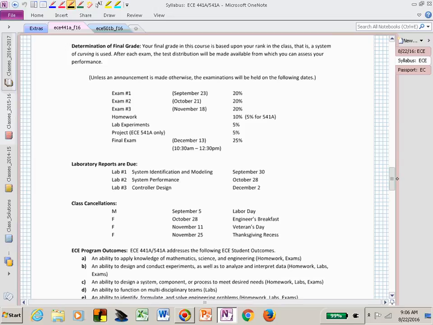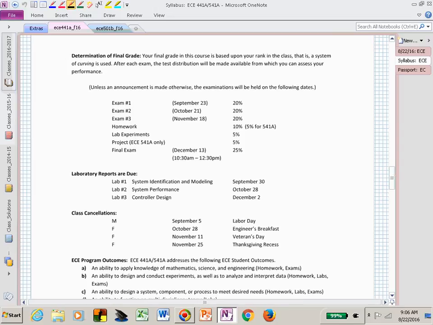Here's maybe what you're more interested in. We're planning to have 3 exams. They're each worth 20%. There's homework, and that varies as far as what percent it will represent for you. If you're in the 441 class, that's 10% of your grade. If you're in 541, it's 5%, and the other 5% in 541 will be a project.